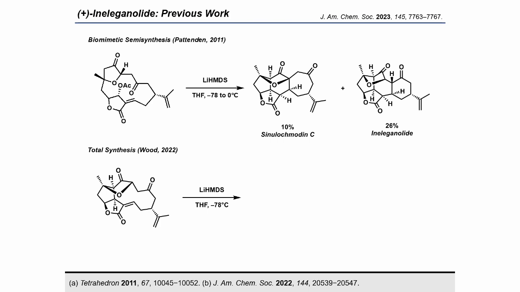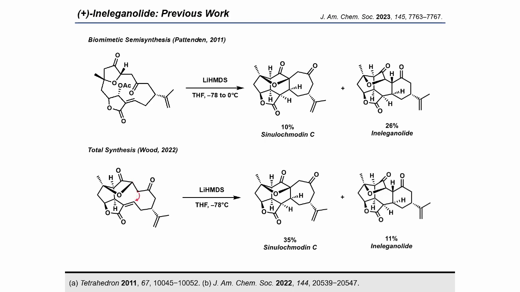The Wood group was able to build on this finding and published the total synthesis of sinulacmodin C and ineleganolide only recently in 2022. By elegantly constructing a macrocyclic precursor, they can induce a similar 1,4 addition to give rise to sinulacmodin C in 35% yield, along with its isomer ineleganolide in an 11% yield, constituting the first and only previously successful total synthesis of ineleganolide.